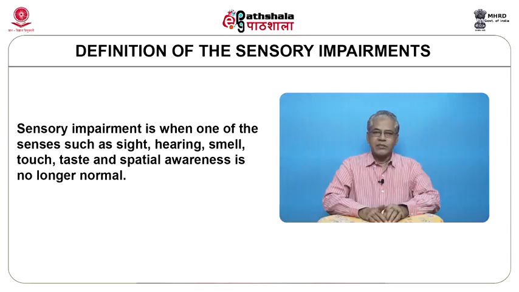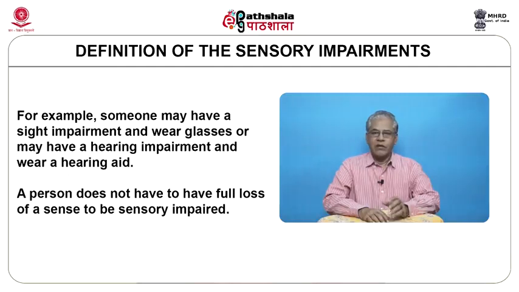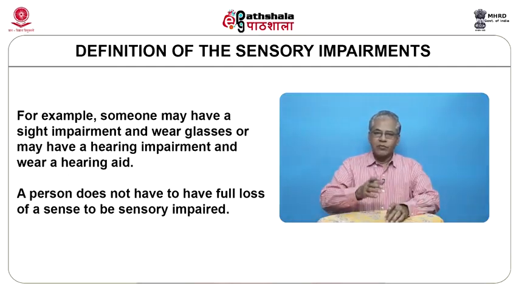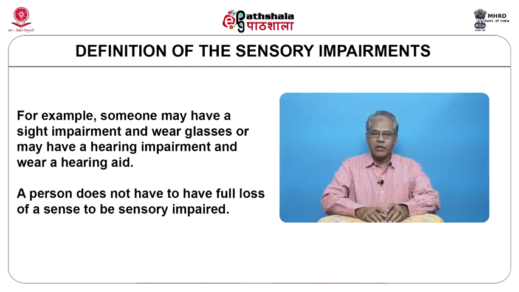Let me tell you about the meaning of sensory impairment. Sensory impairment is when one of the senses such as sight, hearing, smell, touch, taste, and spatial awareness is no longer normal. For example, someone may have a sight impairment and wear glasses, or may have a hearing impairment and wear a hearing aid. A person does not have to have full loss of a sense to be sensory impaired.